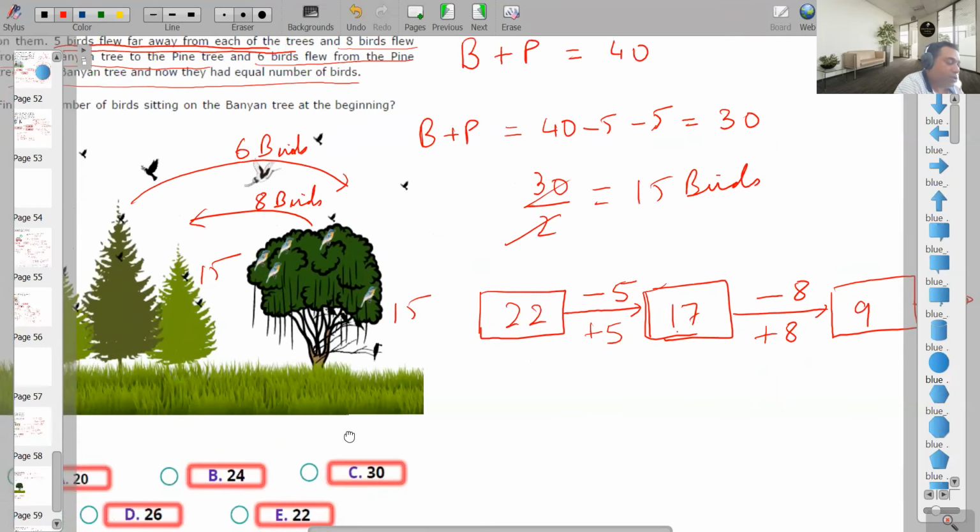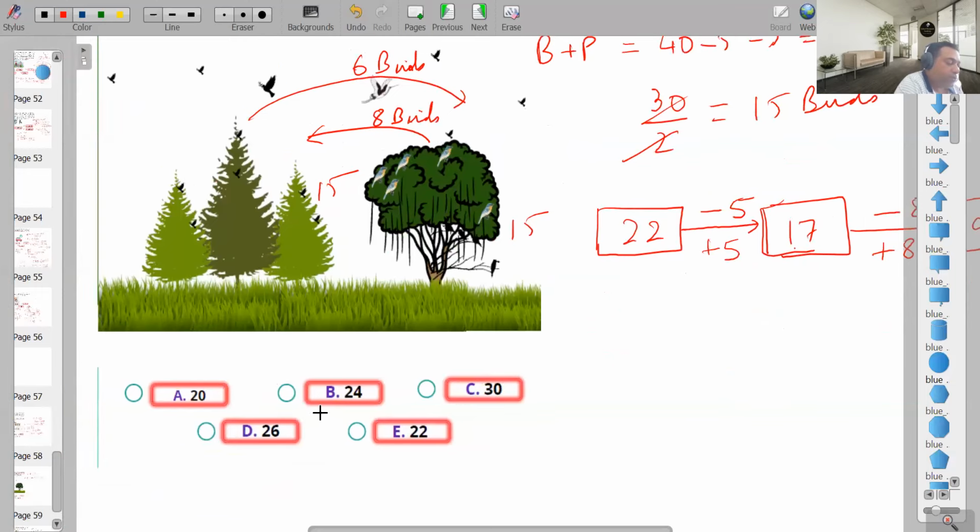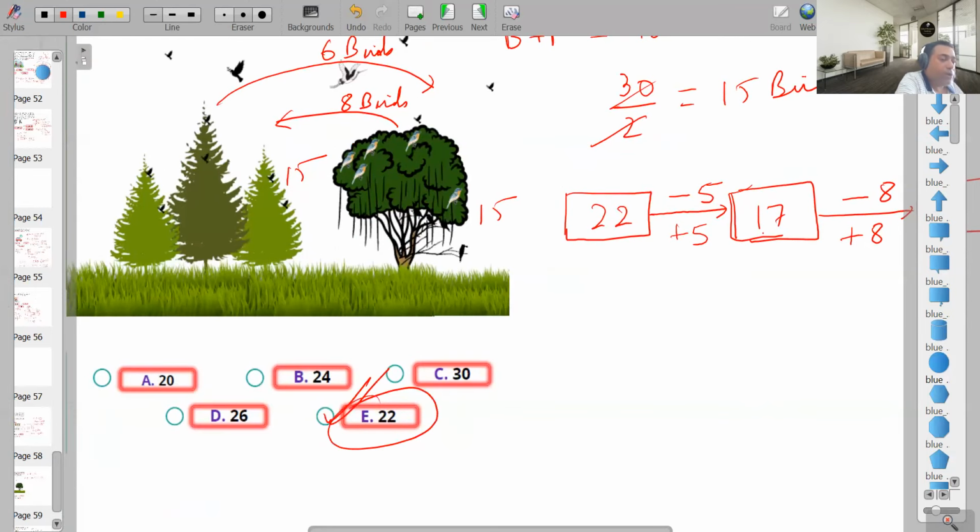Right. So the correct answer is option E, 22. Right. Let's do the next question.